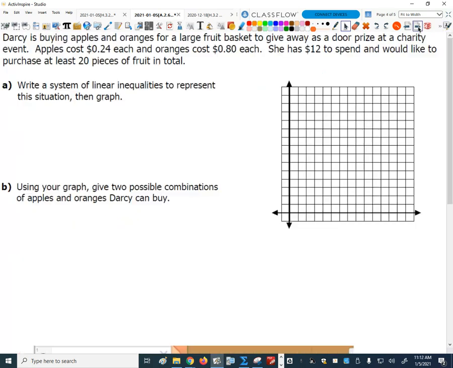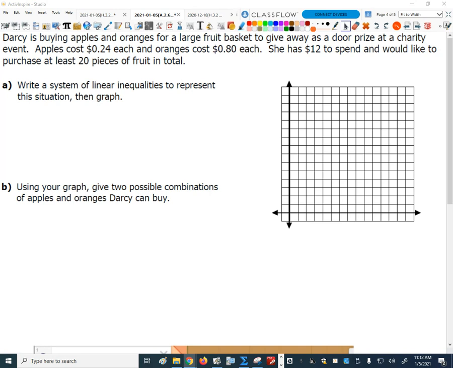Okay, what about an application? Something like this. Why might we need these things? Well, let's look at this situation here. Darcy is buying some fruit. She's buying apples and oranges for a large fruit basket to give away as a door prize at a charity event. Apples cost 24 cents each and oranges cost 80 cents each. She has $12 to spend and would like to purchase at least 20 pieces of fruit in total.